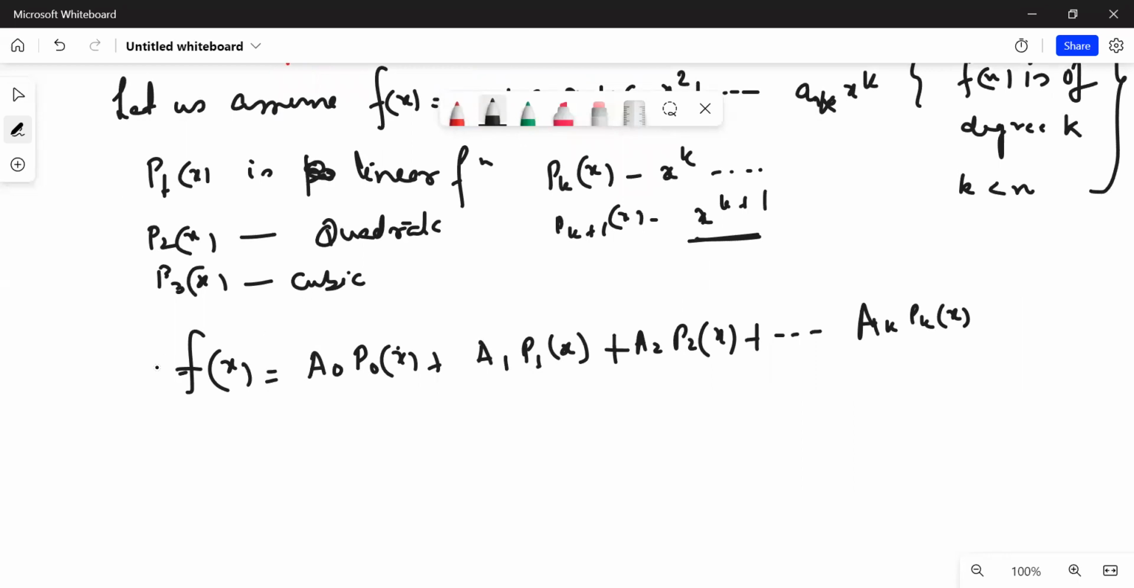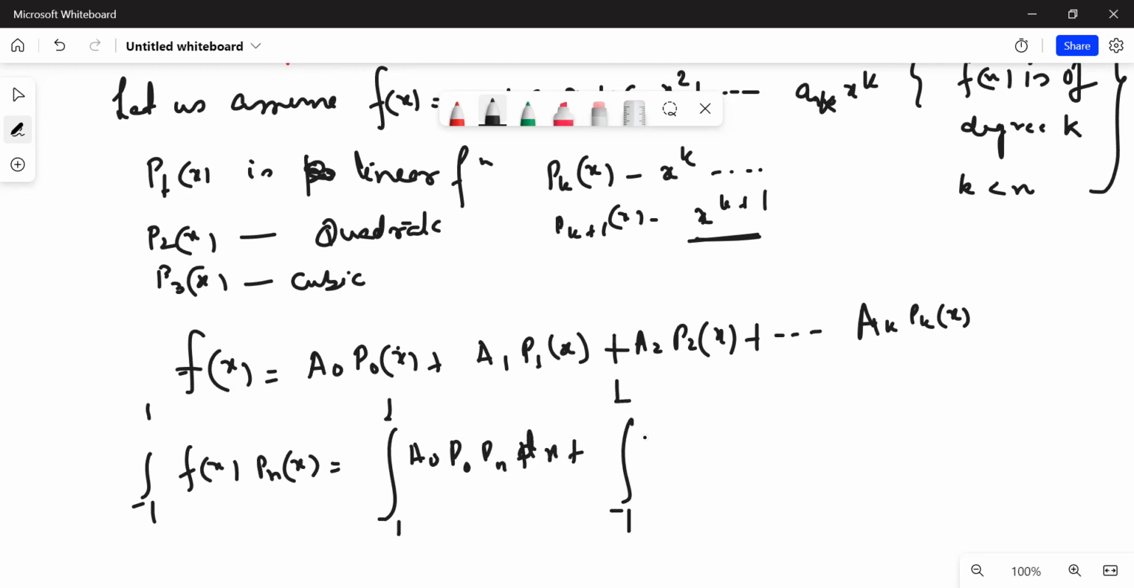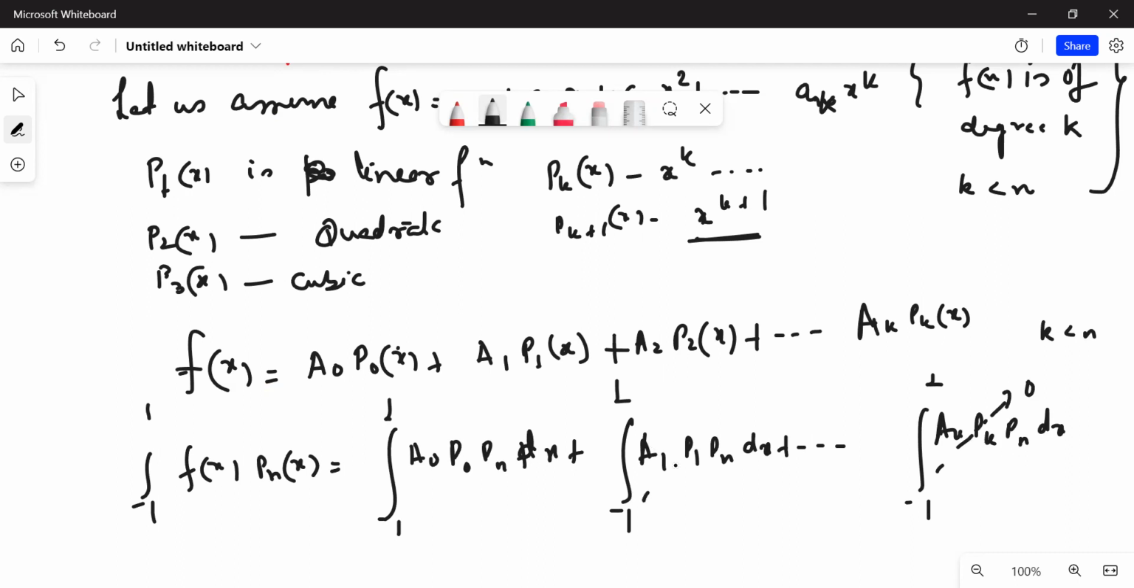Yes, sir. Okay. Now let us take the integral from -1 to +1 of f of x pn(x) dx. This is what was asked. It equals the integral from -1 to +1 of a0 p0 pn dx plus the integral of a1 p1 pn dx, and so on, up to the integral of ak pk pn dx. And you know that k is less than n. So this integration would go to 0, this integration would go to 0, this integration would go to 0, because k is not equal to n any day. So all these things would go to 0. So overall answer would be what? 0. Is that clear?